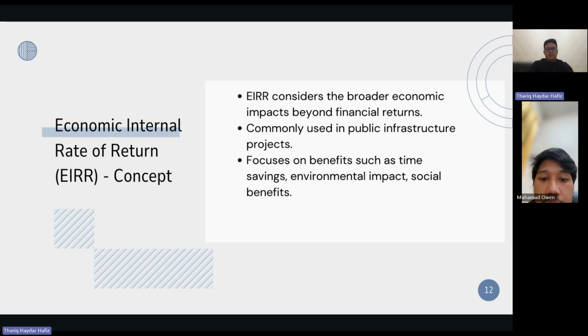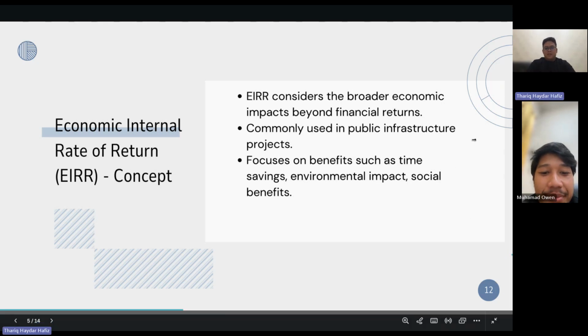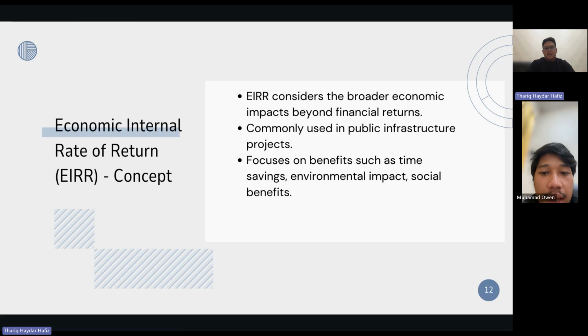And then there is also economic internal rate of return, or EIRR. This concept considers the broader economic impacts beyond financial returns. It is commonly used in public infrastructure projects and focuses on benefits such as time savings, environmental impact, and social benefits.